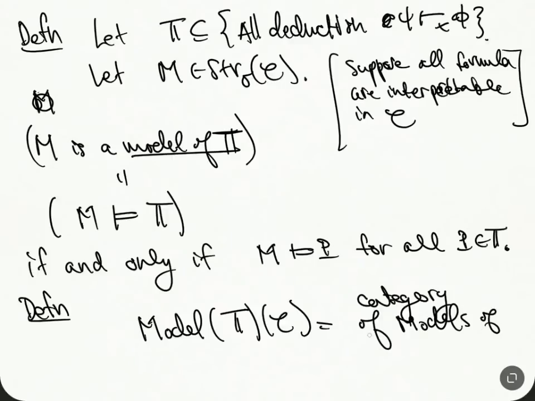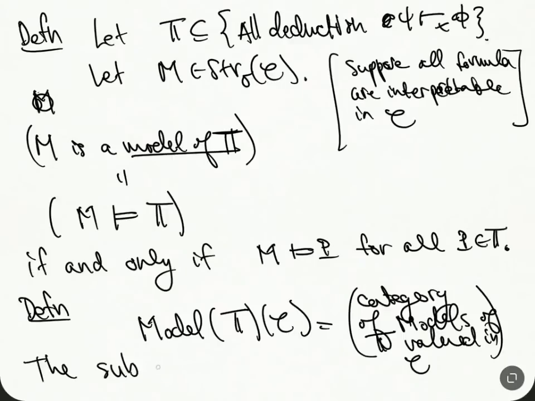Of T valued in the category. And so this is the subcategory of structures which are just models in T. So this is the subcategory. Okay, so this is the category of models valued in T. So this is how we define a model of a theory with values in a category.